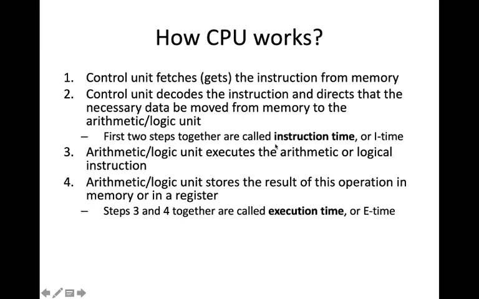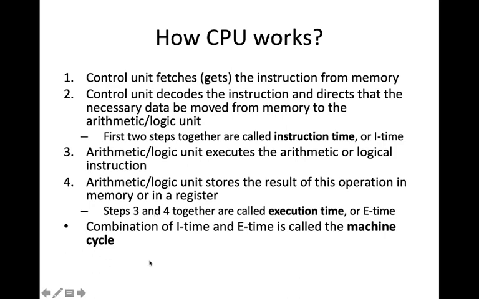So the CPU has instruction time and execution time, or E time. The first two steps are known as instruction time, and the last two are known as execution time. Together we call it a machine cycle. The combination of I time plus E time is called the machine cycle. So all these operations will be done in the CPU. Whenever it wants to perform something, it has to do this. There is an instruction cycle and an execution cycle, and together we call it a machine cycle.